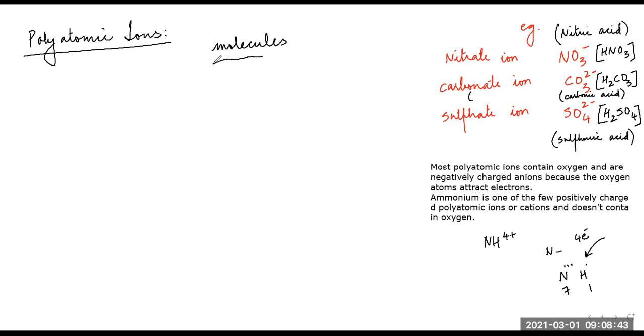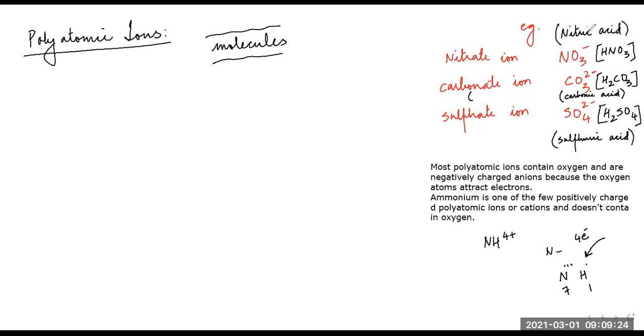So even molecules have a net electrical charge. The first examples are nitrate ion, carbonate ion, sulfate ion. Interestingly, students, nitrate ion is NO3 negative. Carbonate ion is CO3 2 negative, that is, they have gained two electrons. Sulfate ion is SO4 2 negative. Sulfate ion you can see in sulfuric acid. Carbonate ion you will see in carbonic acid, H2CO3. Nitrate ion is NO3 negative, that is HNO3, nitric acid.